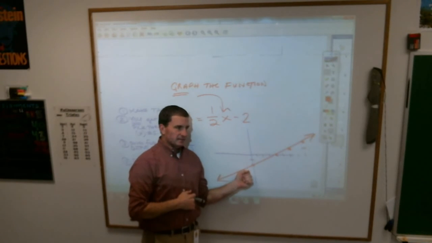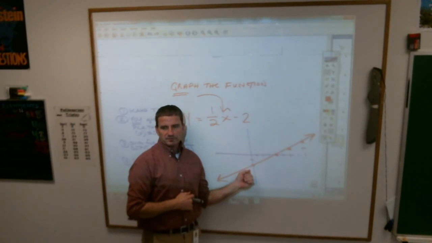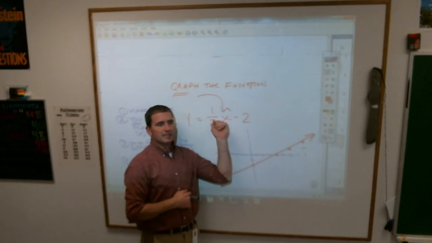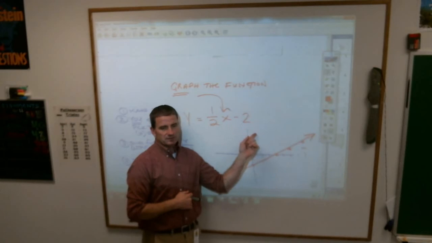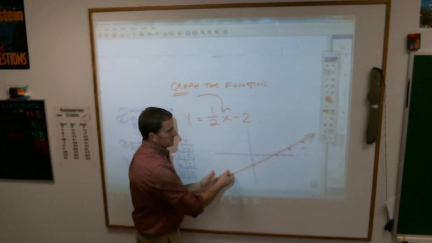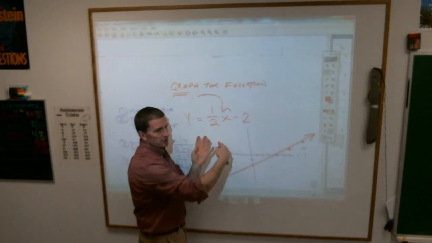Children, this line is, Emily? It is a function. But what does this line mean? This line is every possible answer you can get for this function. This line represents all the input numbers and output numbers you could ever get.